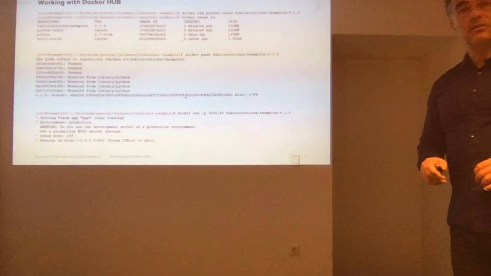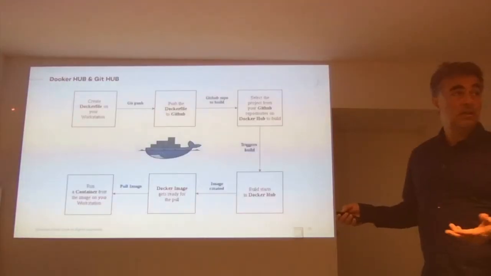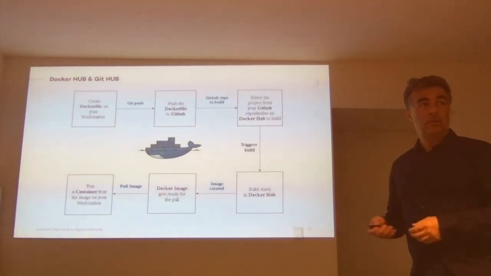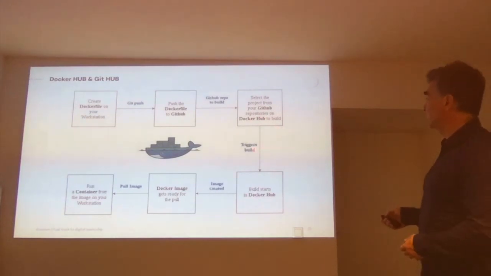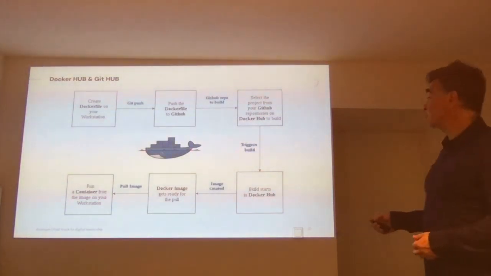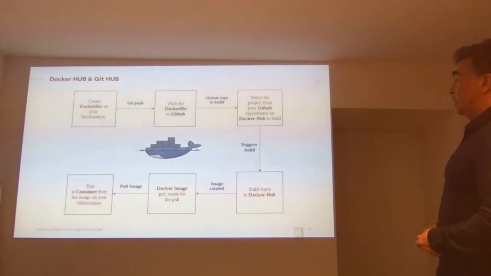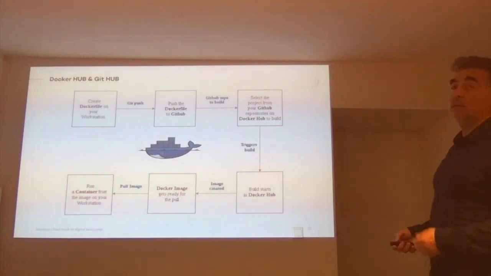To summarize, with Docker Hub and GitHub, you can create a Dockerfile on your workstation, which we did. We pushed it to GitHub. We selected the project from your GitHub repositories on Docker Hub to build. So here there are two different pushes. I didn't show the Git push, we just did the Docker push, but you're already familiar with the Git push. Select the project from your GitHub repositories on Docker Hub to build, and it triggers the build automatically. Then the image gets created, and you push the image, pull the image, and then your container is ready to run.